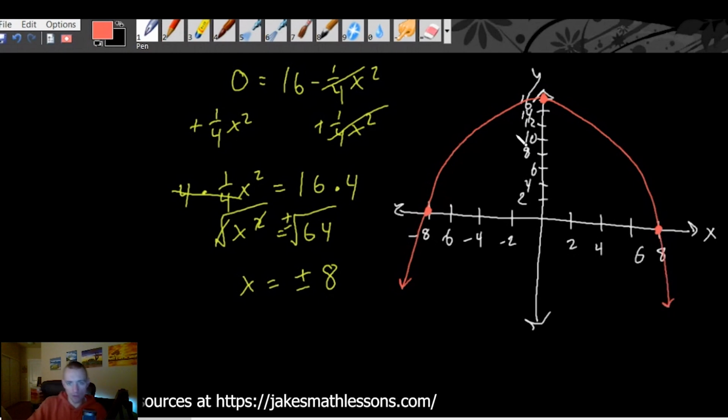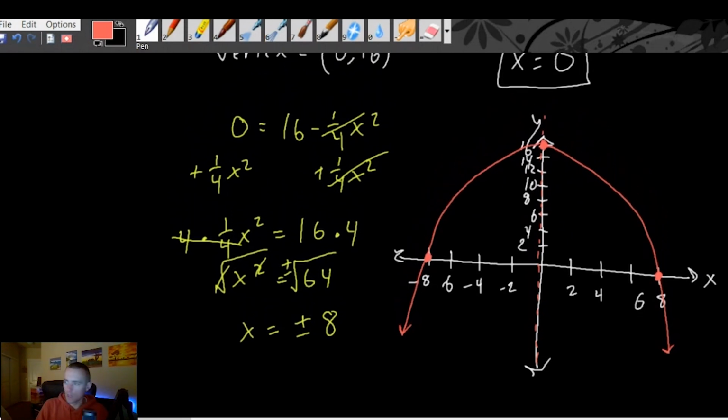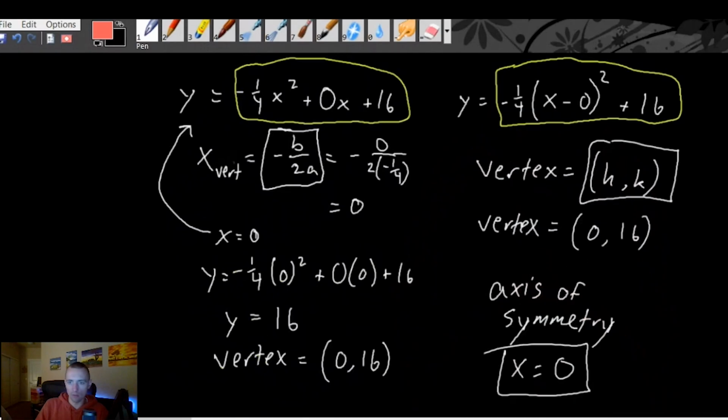Wasn't a great drawing. We know we should have an axis of symmetry at x equals 0, which is basically just the y-axis. So it should be symmetrical. Obviously that's not a perfect drawing, but it's a good enough sketch to get the idea. So that should be it for that first problem.